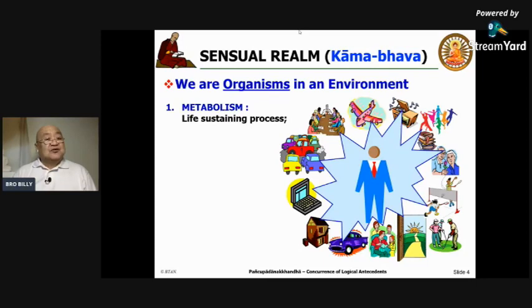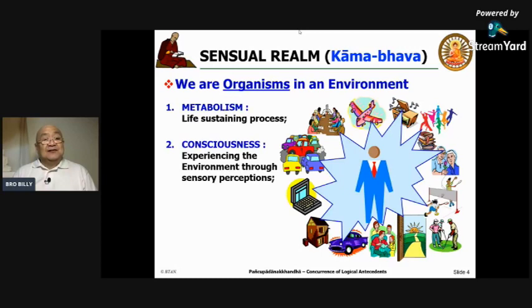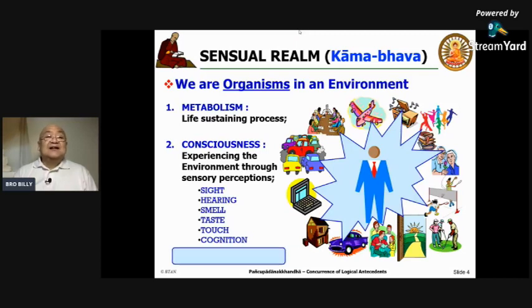And with the process of metabolism going on, there are the activities of the body going on, then we are able to experience consciousness through experiencing the environment, through our sensory perceptions, leading us to be able to see, hear, smell, taste, touch, and cognize, to think. And these processes that lead us to be able to see, hear, smell, taste, touch, and cognize, this is the Pancha Khandha, what is commonly called the 5 aggregates.